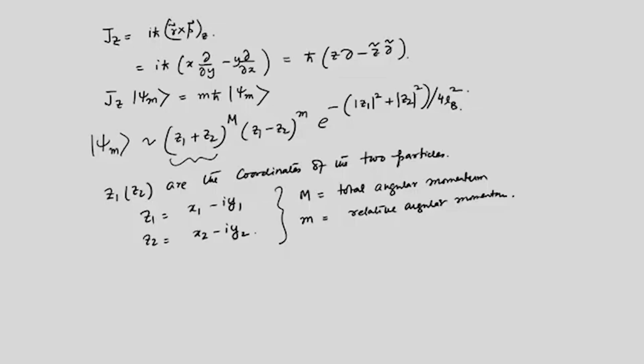So, if one of them goes as z to the power m, small m, exponential minus mod z square by 4 lB square, then for two of them we simply use the center of mass coordinate and the relative coordinate and so on, and then write down the wave function, which we believe would be the solution of the Schrodinger equation if it is exactly solved. Okay. So, now the many particle problem.